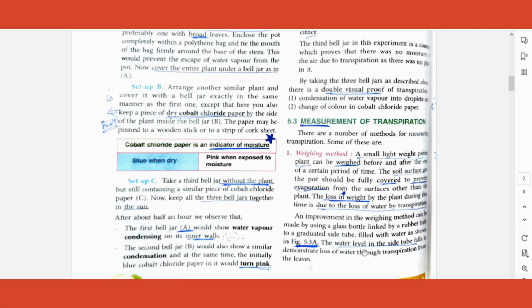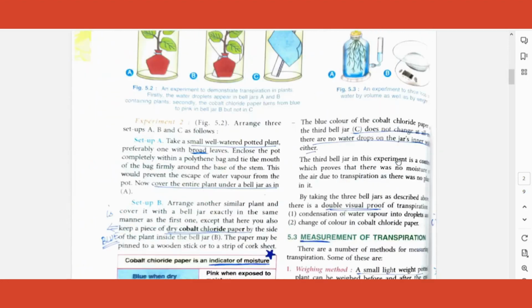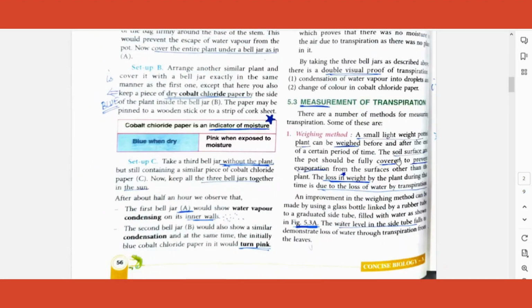Okay, the first method given here is the weighing method. What is the weighing method? You have to weigh something. What are we weighing? First, you take a potted plant and take its weight. That is the first step. Second step, keep it in the sunlight. Before keeping it in the sunlight, the bottom part of the plant, where the soil and the pot are, you need to cover. Why do we need to cover that? To prevent evaporation. Then weigh it. After taking the weight, you will notice that the weight has reduced because of the loss of water, proving how much water has transpired. That is the first one.